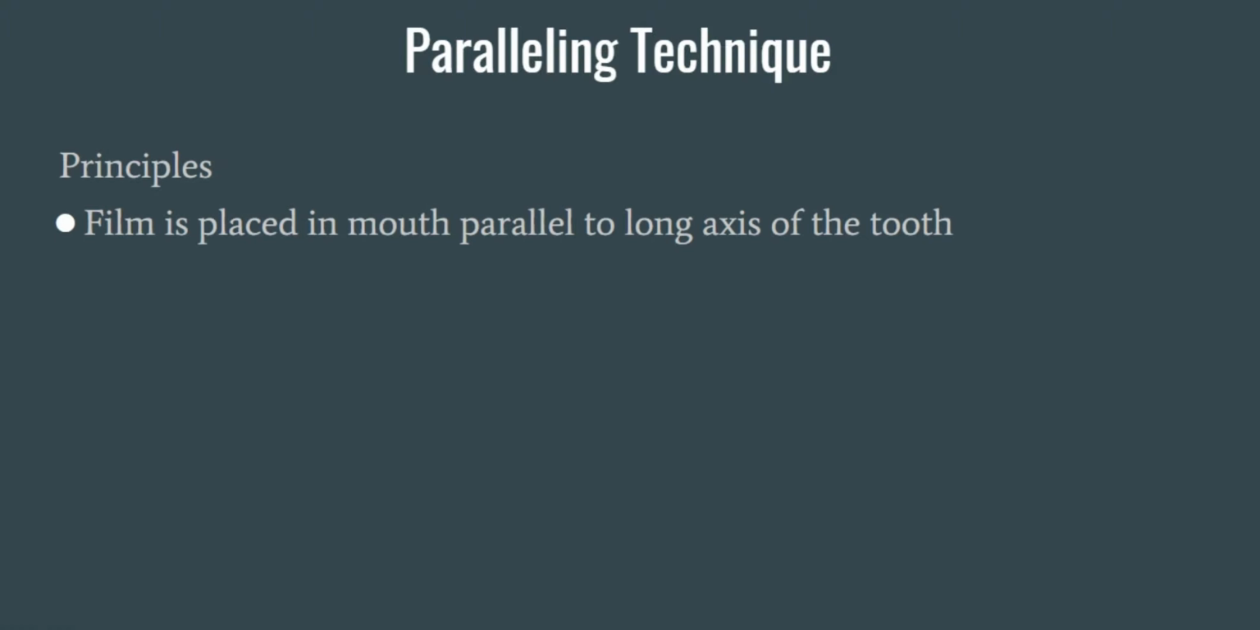So how does this paralleling technique work? Principles. The film is placed in the mouth parallel to the long axis of the tooth. So you have to imagine that line running down the center of the tooth, splitting it in half lengthwise. The film will run parallel to that. Now remember that parallel means that two lines run alongside of each other, and there's always going to be the same distance between the front of those two lines and the back of those two lines. So the film is always going to be placed parallel to the long axis of the tooth.